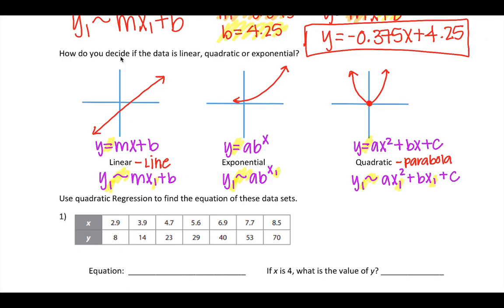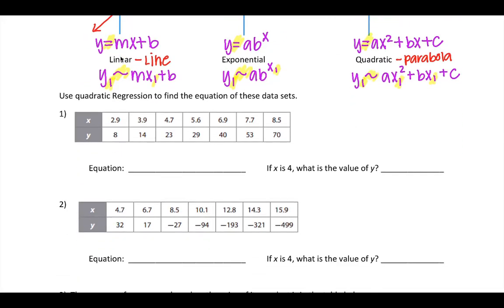So that's all we're going to do. So these first ones tell you what to do. When we get to the back, you're going to have to figure out which regression model to use. So this one says we're going to use quadratic regression. So that's the y1 squiggly, ax1 squared plus bx1 plus c.